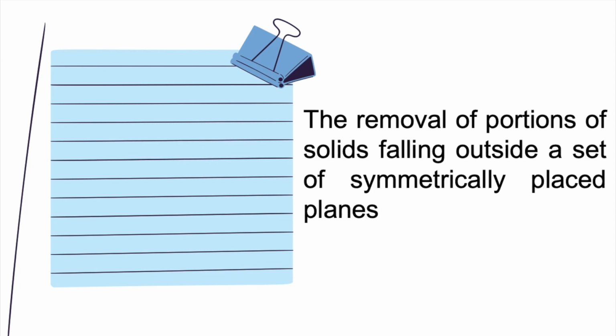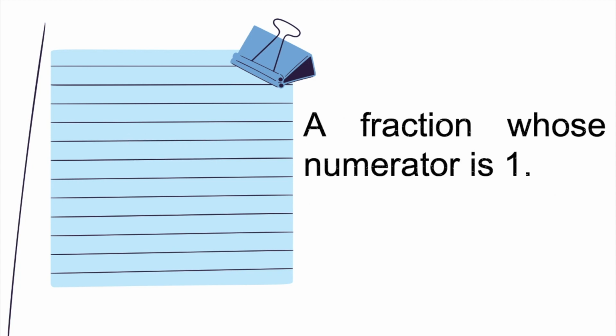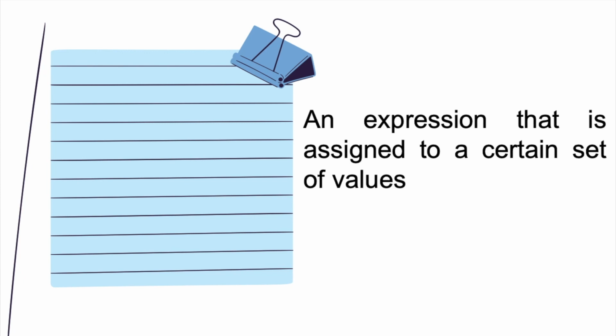The removal of portions of solids falling outside a set of symmetrically placed planes. Truncation. A set consisting of all elements that appear at least once in the original set. Union. A fraction whose numerator is 1. Unit fraction. An expression that is assigned a certain set of values. Variable.